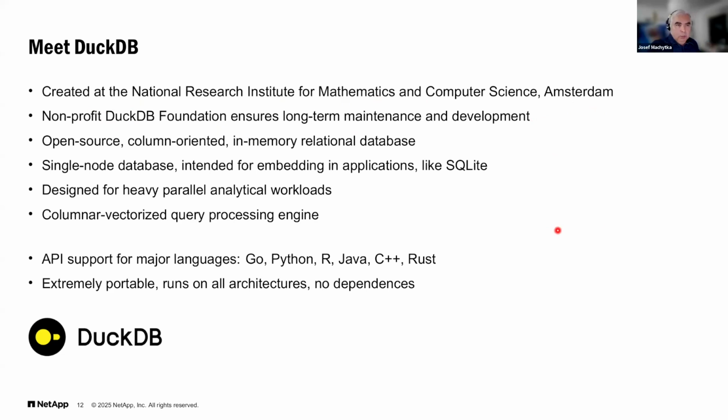And it was created by people who were heavily utilizing SQLite and Pandas libraries. So it took a lot of stuff from this world and also from Postgres. From our perspective, it's important that this is an open source database. It is a single node database, which is intended as an embedded database for applications, just like SQLite, but it focuses on heavy parallel analytical workloads. And it uses a columnar vectorized query processing engine, which can process data heavily in parallel. And it has very nice support for major languages, and it is also extremely portable. It does not have any external dependencies. So it is very simple to utilize DuckDB on whatever system you have available.